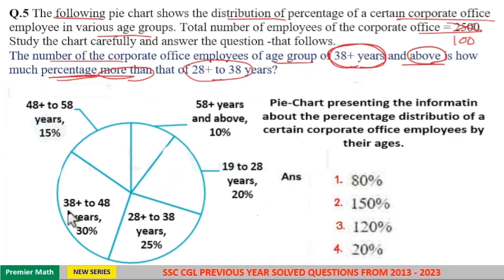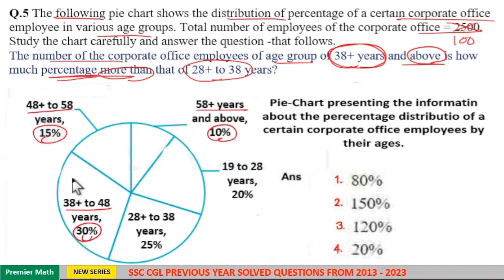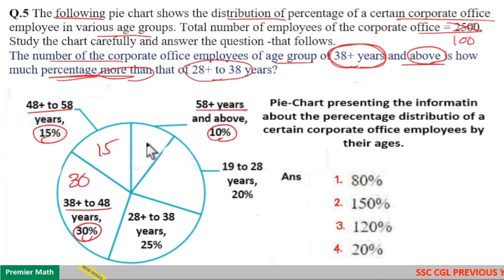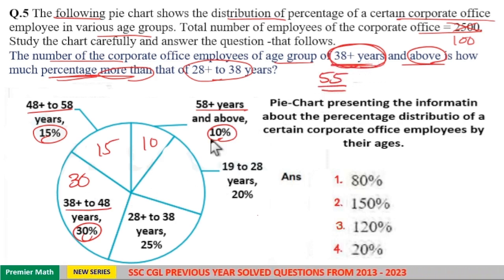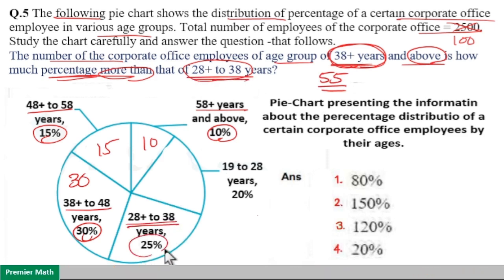So above 38 years, this belongs, this belongs, this belongs. So the total is 30%, 15% and 10%. That is 30, 15 and 10. Total is equal to 55 people. So the age group above 38 is 55 people. Now we need the age group between 28 and 38 years. Between 28 and 38 years, 25% means 25 people.